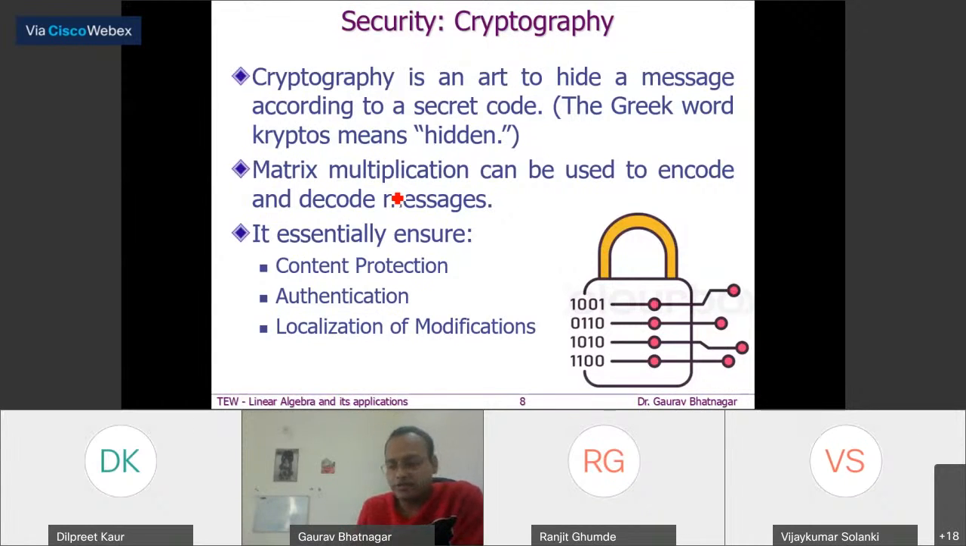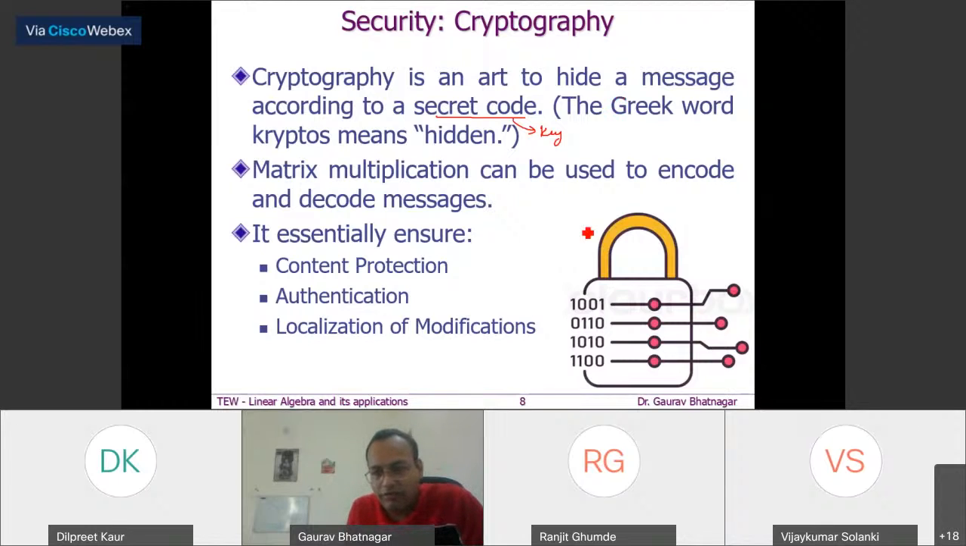Again, just to brief you, what is the very meaning of cryptography? Cryptography consists of two words, crypto and graphy, and it is the art of hiding a message according to a secret code. This secret code is usually called the key for the whole process, and the message which you are going to hide is made unintelligible, so that no one can observe that particular message.